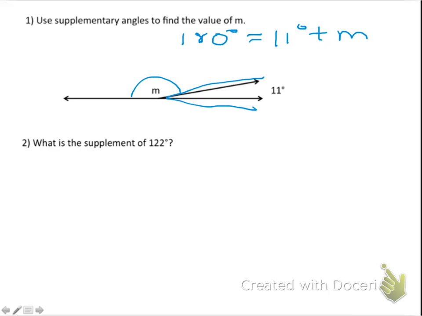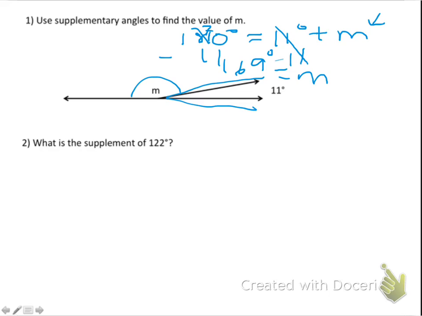And I know you recognize this type of problem, we've done it before. We need to get M by itself. To get M by itself, we're going to subtract 11 from both sides. So we then have something that's equal to M. So these two cancel out. 180 minus 11, borrow from that 8, will be 169 degrees. Please do not forget to write that degree sign.